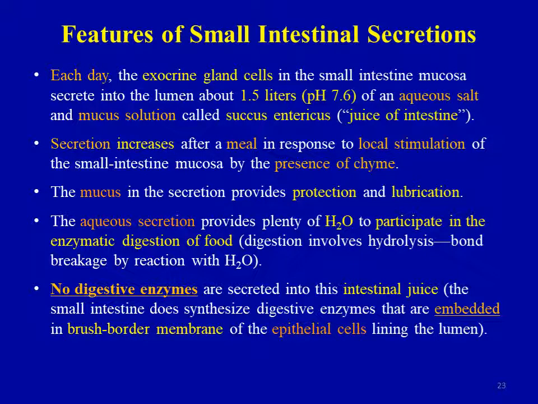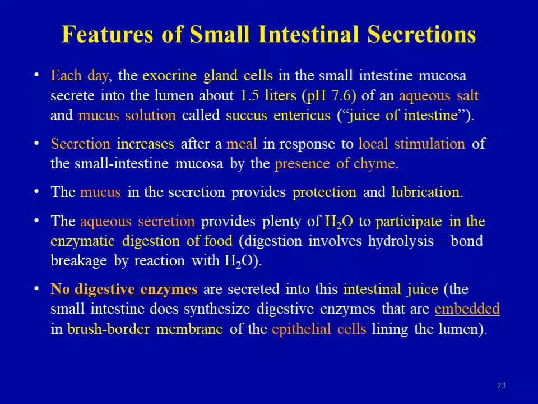Please remember this bullet. No digestive enzymes are secreted into the intestinal juice or into the succus entericus. The small intestine does not synthesize and release digestive enzymes. The enzymes produced by the absorptive cells are part of the microvilli. They are membrane proteins embedded in the phospholipid bilayer that forms the microvilli. That's why we call them the brush border enzymes. So no digestive enzymes are secreted into the intestinal juice.